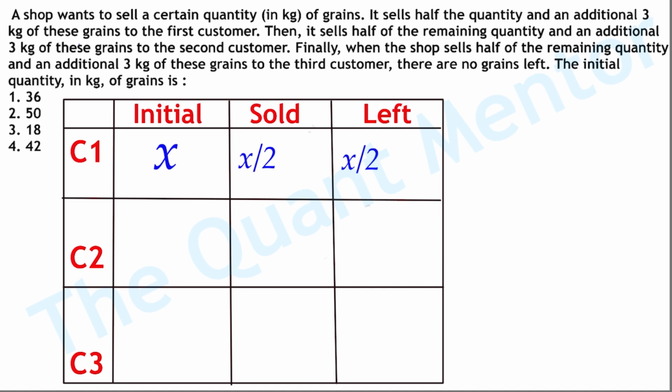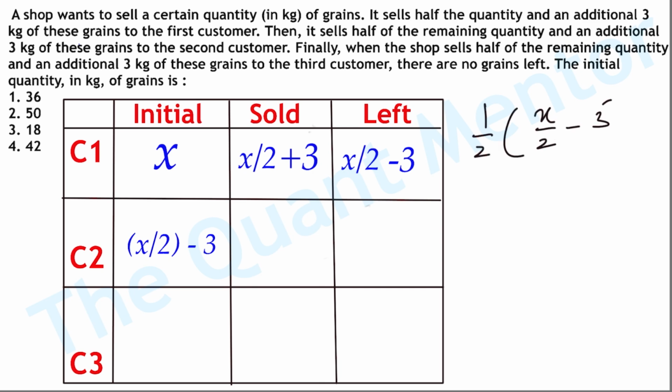From the amount of grains which are left, X by 2, 3 kgs are removed and sold to the first customer again. So after the first customer has left, the number of grains left is X by 2 minus 3. This becomes the initial number of grains for the second customer. And now the exact same thing happens. When the second customer comes in, the shop sells half of X by 2 minus 3, which is X by 4 minus 3 by 2. So X by 4 minus 3 by 2 kgs would be left.